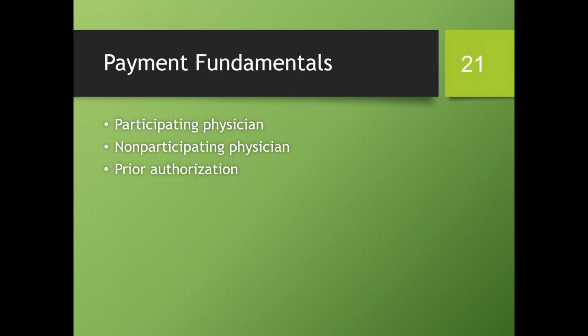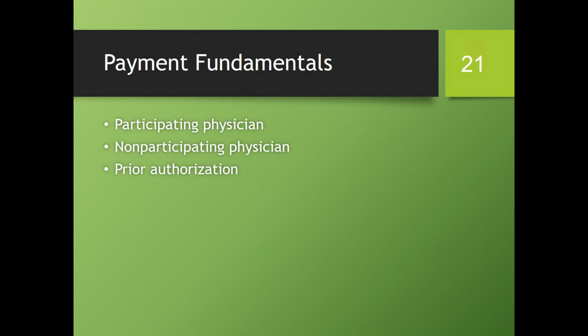Payment fundamentals. Here we have participating and non-participating physicians and prior authorization. In a participating physician agreement, a physician agrees to accept payment from Medicare, and that's 80% of the approved charges, as well as the patient portion, which is 20% of the approved charges. And this is all after the $147 deductible has been met.